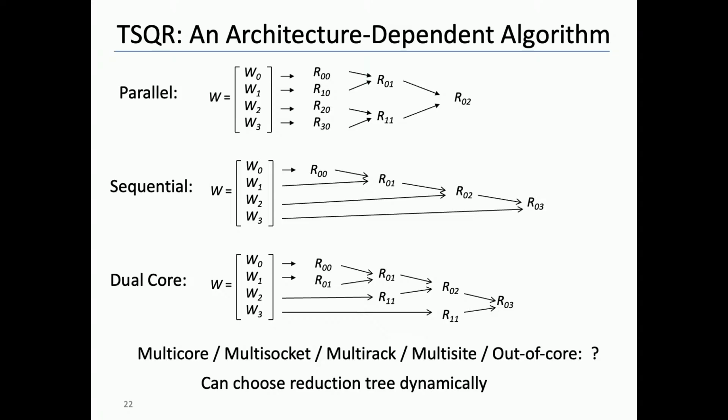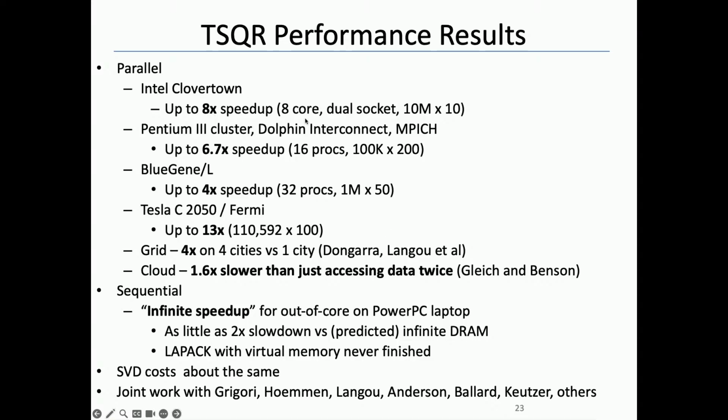Okay, so what kind of speedups do we get? I'm not going to go into details. 8x, 6.7x, 4x. 13x on a GPU, as I mentioned. This one was sort of fun, completely independent work by some collaborators. They got a 4x speedup on 4 French cities connected over the internet. And so obviously going from one French city to another, there's a very large latency, but it turned out that they could still completely hide all that by doing this algorithm.